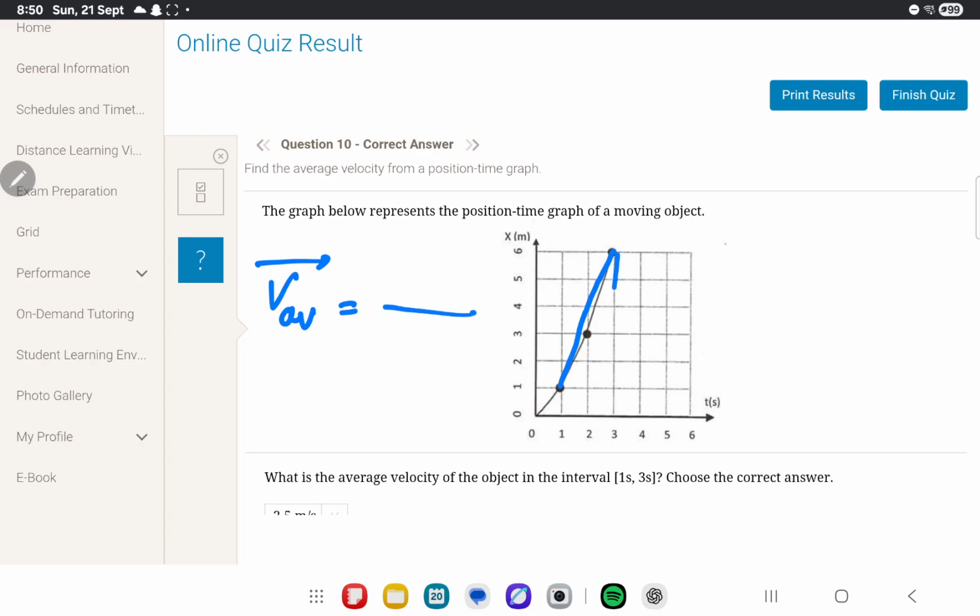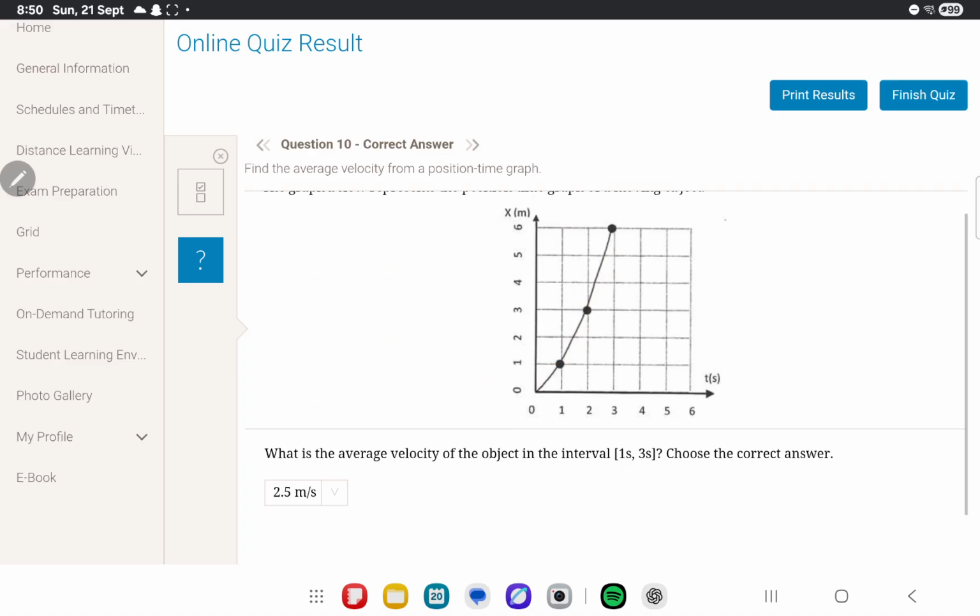Since these 2 points both belong to the same line on the secant, you can use them to find your slope. So the time, I'm going to start with it. It's going to be 3 minus 1. Okay, and then the distance here is 6 and the distance here is 1. So 6 minus 1. V average is equal to 5 over 2, which is 2.5. I don't need to use the calculator. 2.5 meters per second.